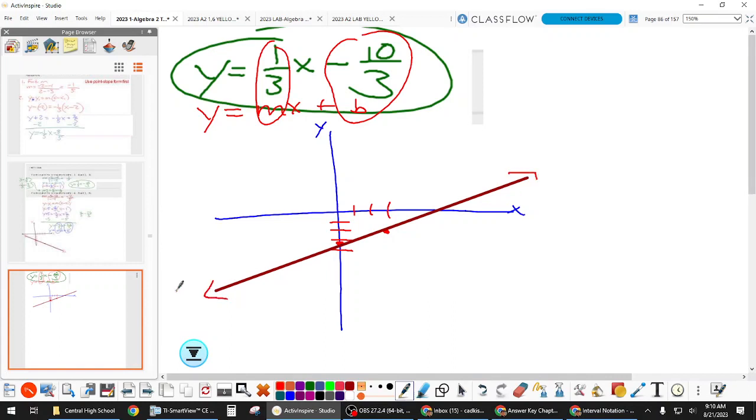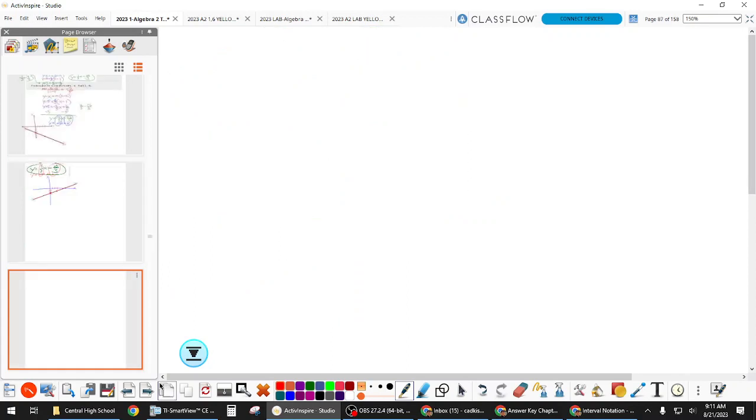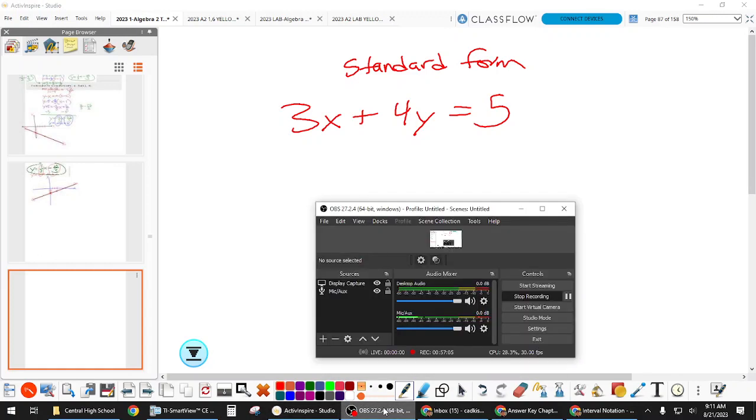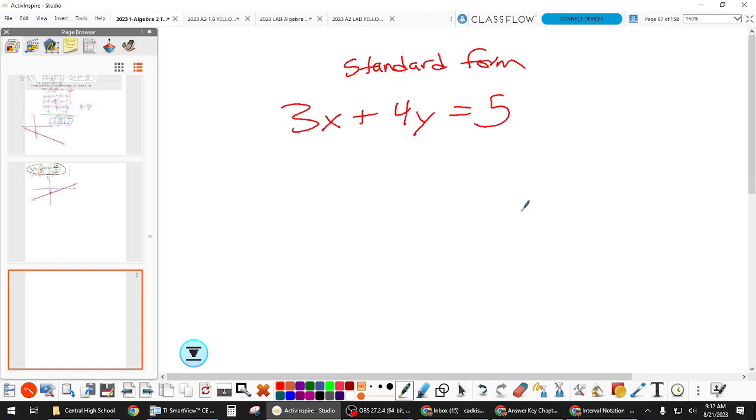Okay. Just as a review, how would you graph this? This is also a line. This is standard form. Graph that one. While we're on the graphing mode, go ahead and graph that one. If you're forgetting this, it's what you did in your homework over the last 4 days. So you can graph with intercepts.